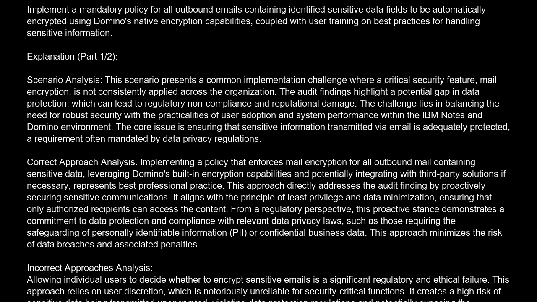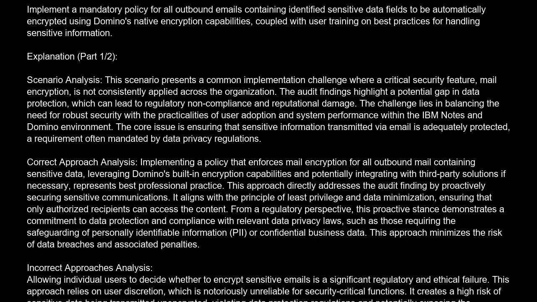Explanation. Scenario analysis. This scenario presents a common implementation challenge where a critical security feature, mail encryption, is not consistently applied across the organization. The audit findings highlight a potential gap in data protection, which can lead to regulatory noncompliance and reputational damage. The challenge lies in balancing the need for robust security with the practicalities of user adoption and system performance within the IBM Notes and Domino environment. The core issue is ensuring that sensitive information transmitted via email is adequately protected, a requirement often mandated by data privacy regulations.